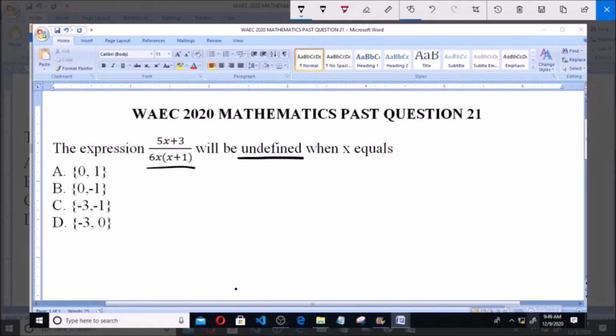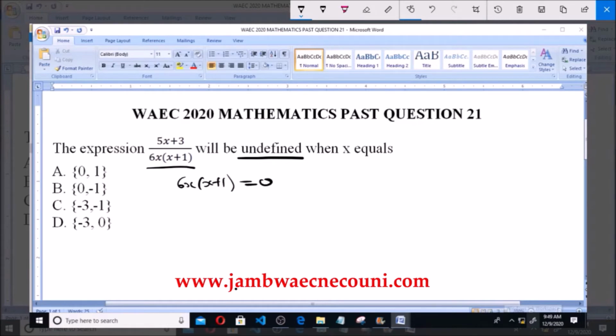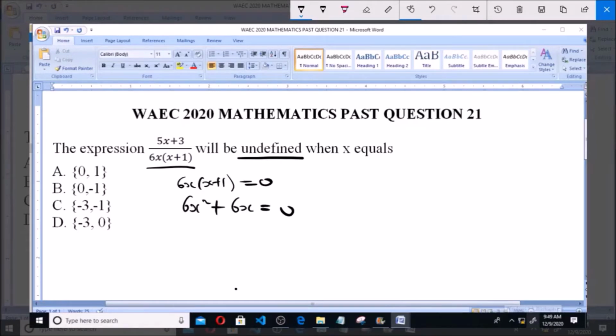We have nothing to do with the numerator. From the denominator we have 6x into x plus 1, then we equate it to 0. So from here we can see 6x squared plus 6x is equal to 0. Now let's divide through by 6.